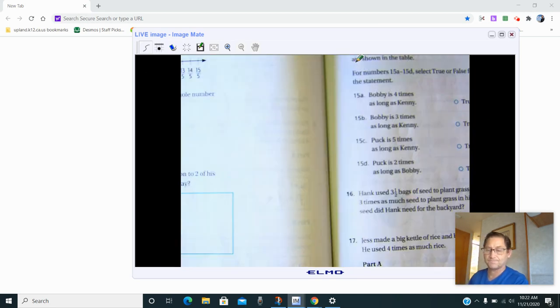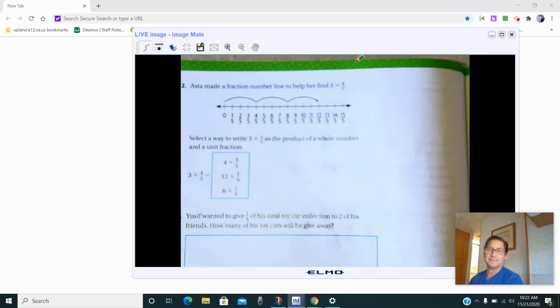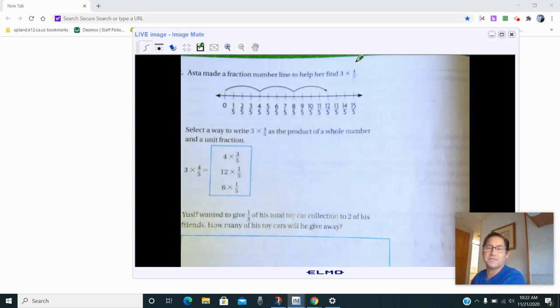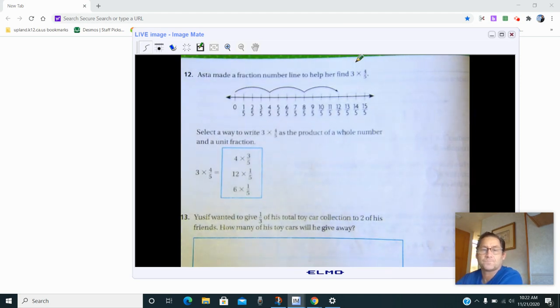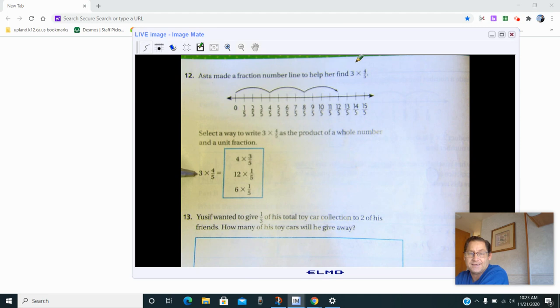Number 12. Asta made a fraction number line to help find 3 times 4/5. Select a way to write 3 times 4/5 as the product of a whole number and a unit fraction. So remember, unit fraction means the numerator must be 1. Okay, so which of these in the box is equivalent to 3 times 4/5?